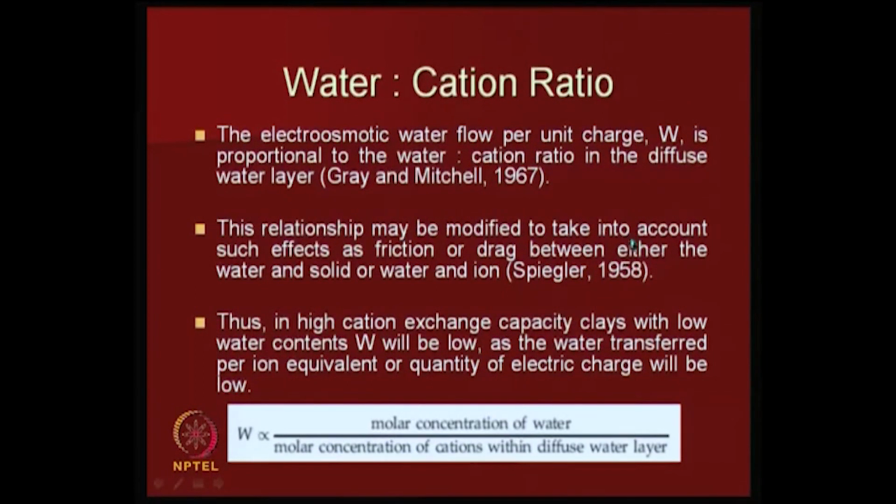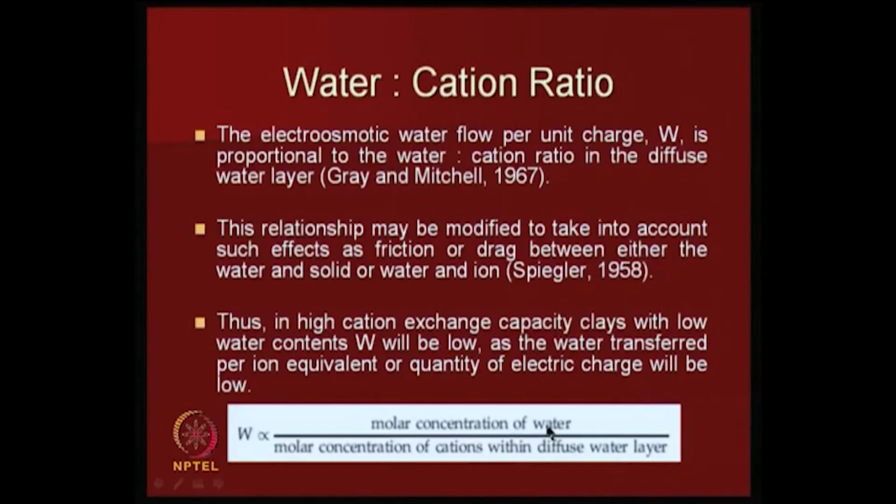The relationship may be modified to take into account such effects as friction or drag between the water and the solid, or water and ion. So, there could be some drag effects because a number of ions and different types of ions are present. But still, as you can see in this equation, the electroosmotic water is proportional to the ratio of the molar concentration of water divided by the molar concentration of cations within the diffuse double layer.